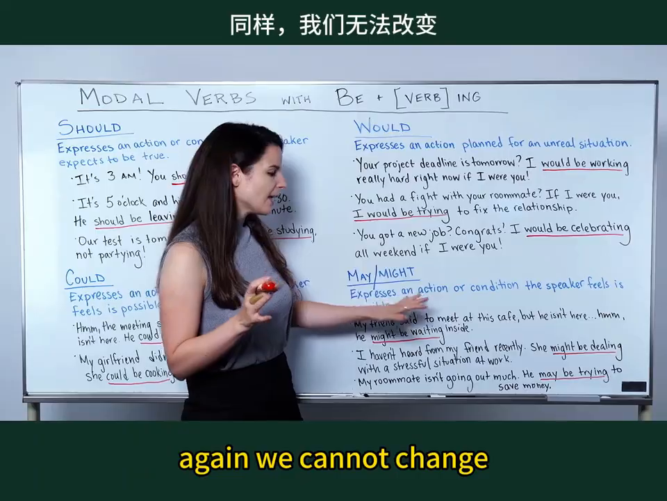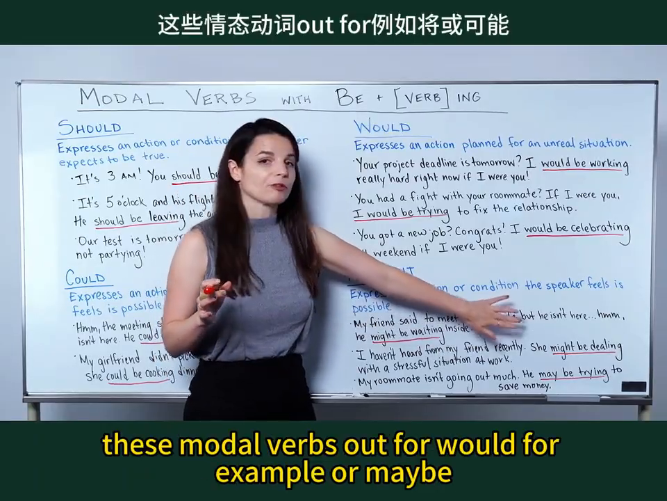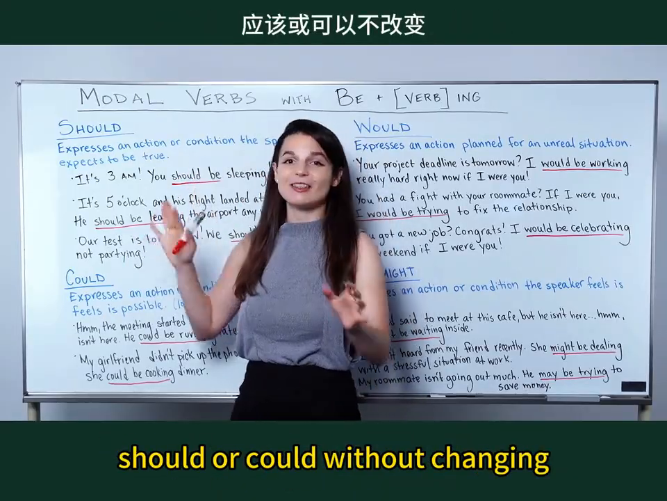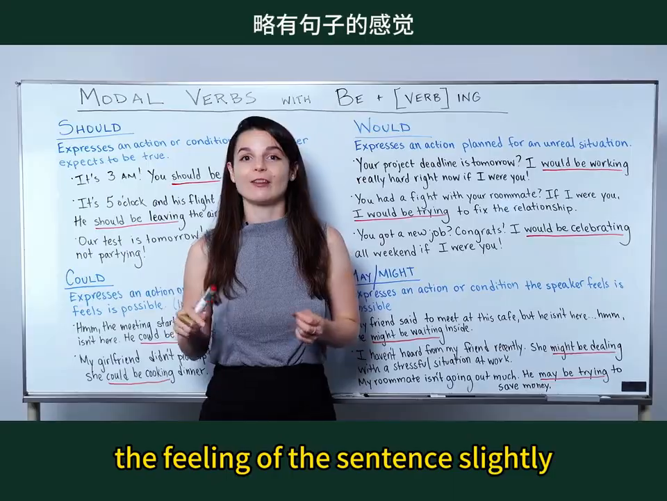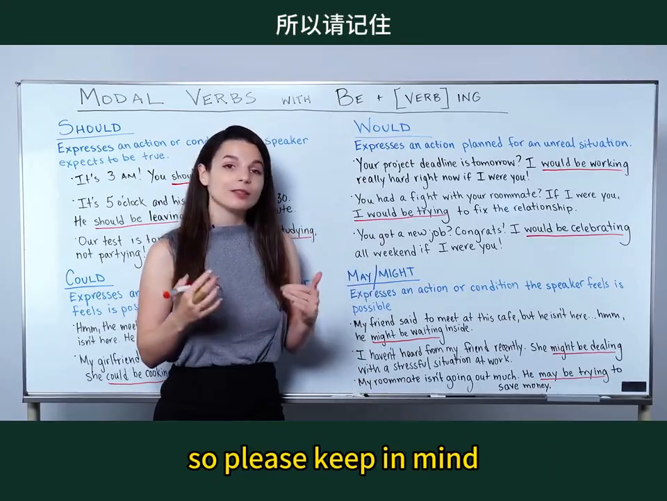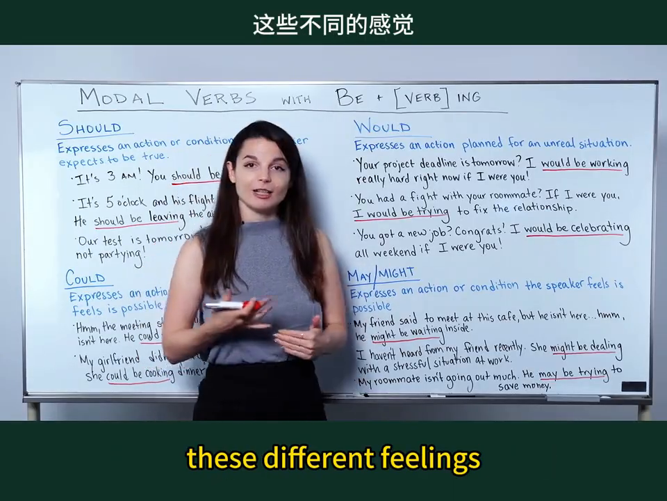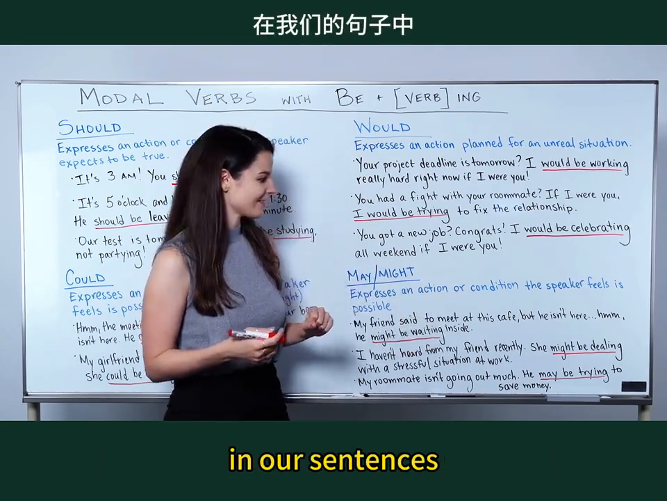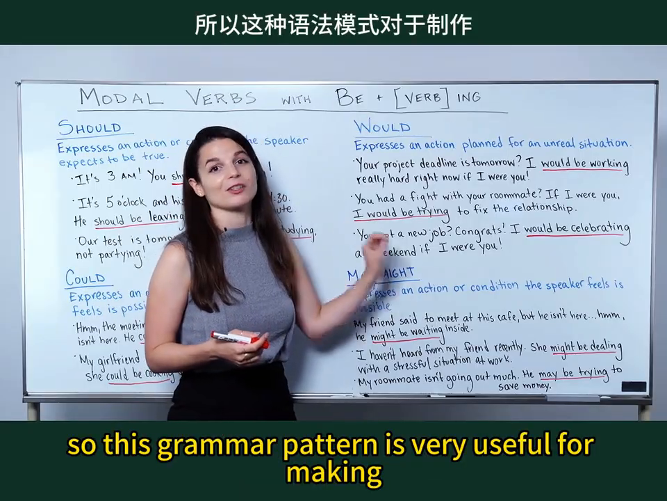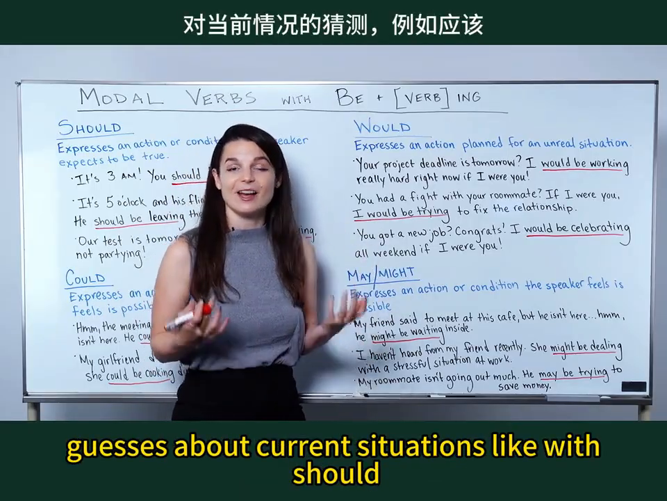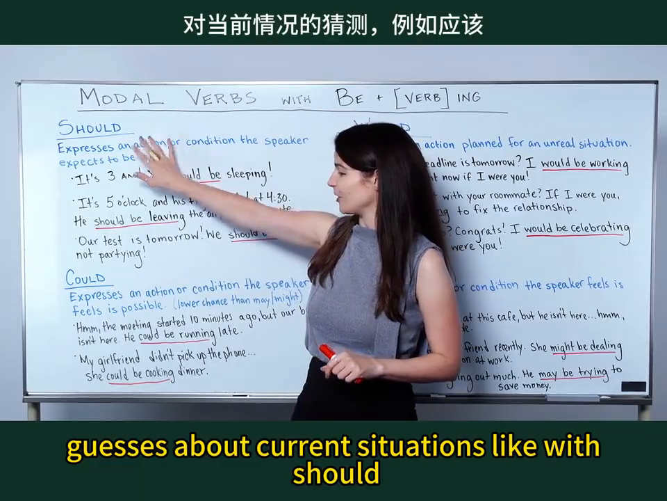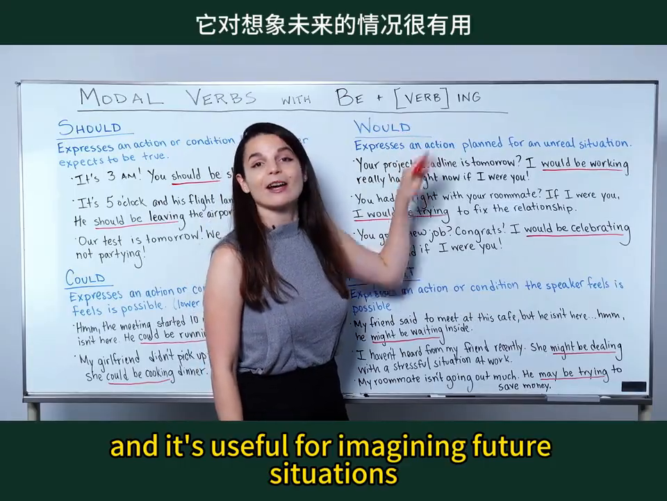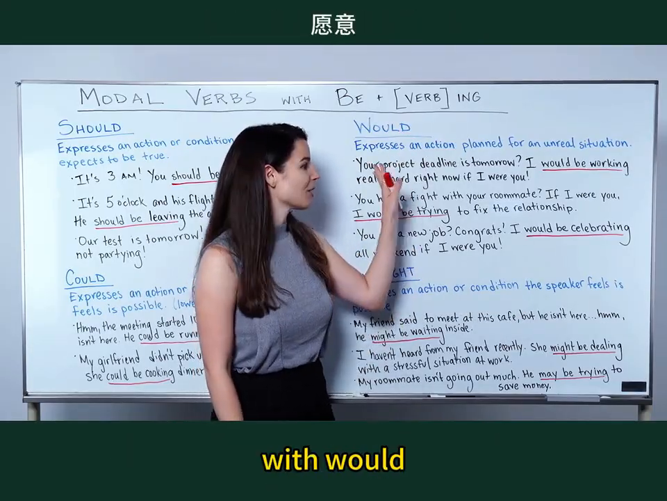Again, we cannot change these modal verbs out for would, for example, or maybe should or could without changing the feeling of the sentence slightly. So please keep in mind these different feelings that the different modal verbs create in our sentences. So this grammar pattern is very useful for making guesses about current situations, like with should, could, and may and might. And it's useful for imagining future situations with would.